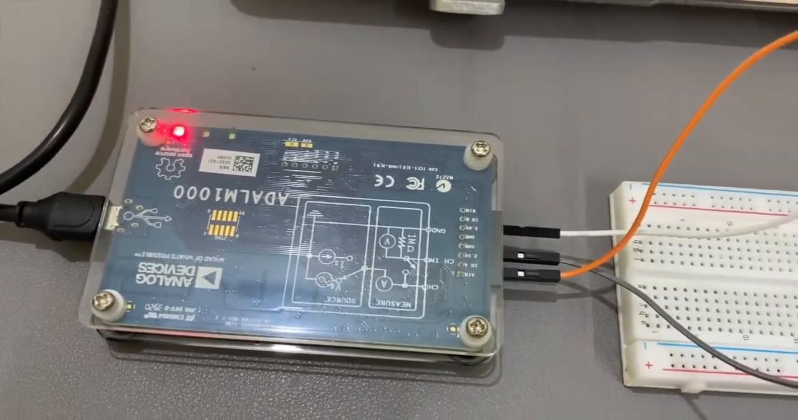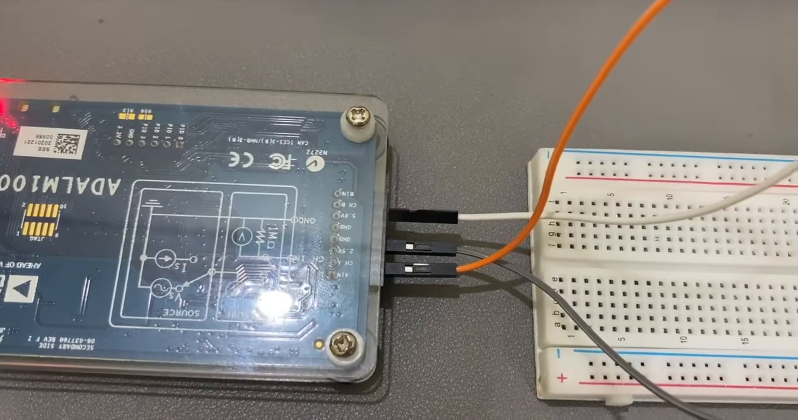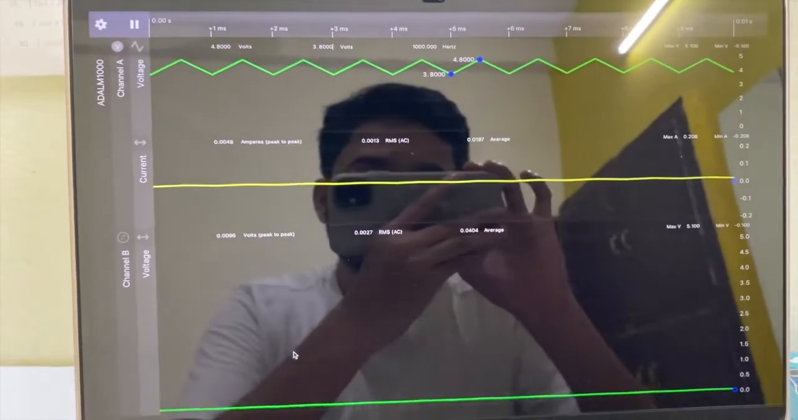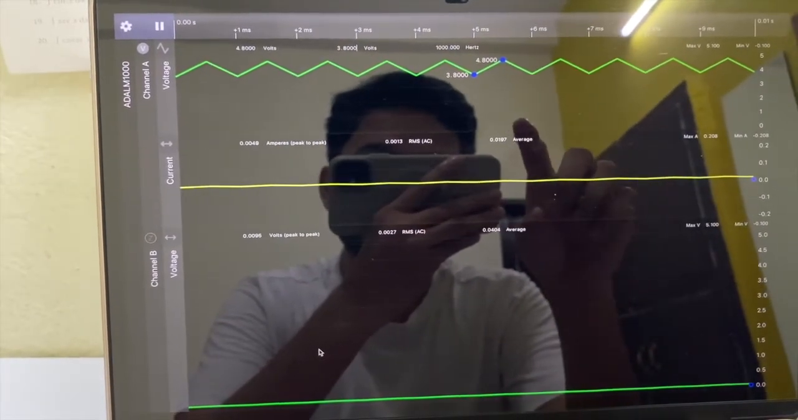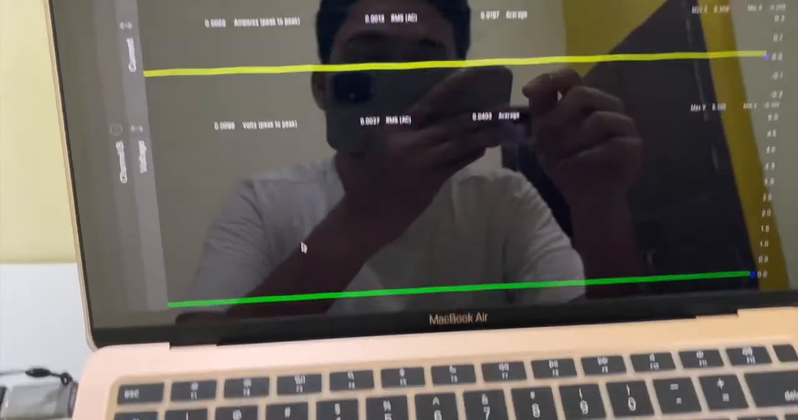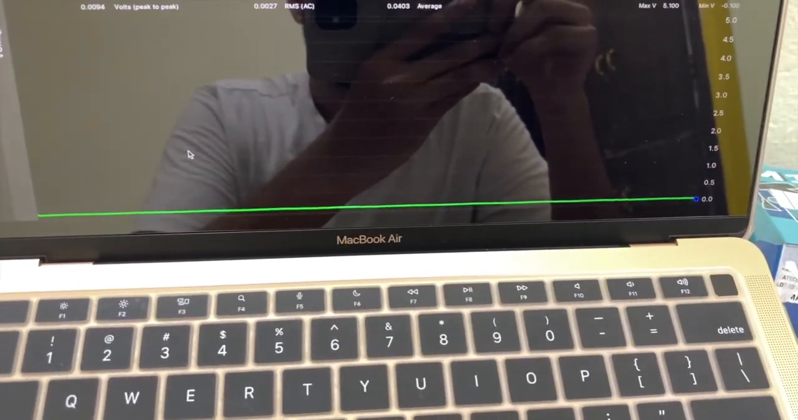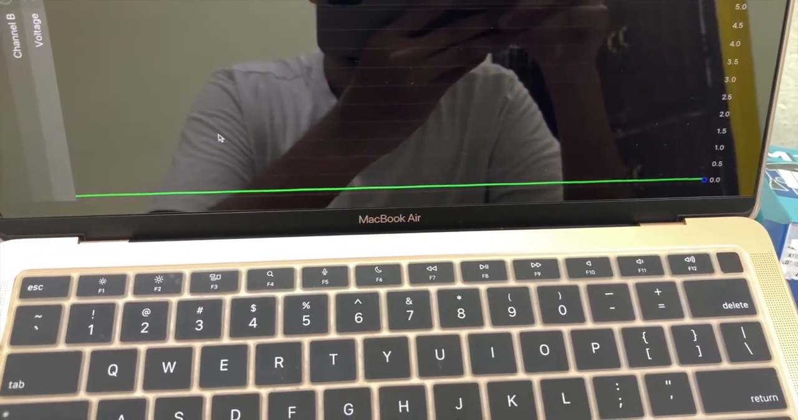This is my ADLM 1000, which I'm using as a voltage source. The orange wire is connected to channel A, gray is connected to ground, and white is connected to channel B. As shown on the screen, this green triangular wave indicates the input voltage, which has a range of 3.8 volt to 4.8 volt at a frequency of 100 Hz. The lower green wave indicates the output voltage of the load resistor. Right now the output voltage is 0 volt, because the value of my load resistor is currently 0 ohms.